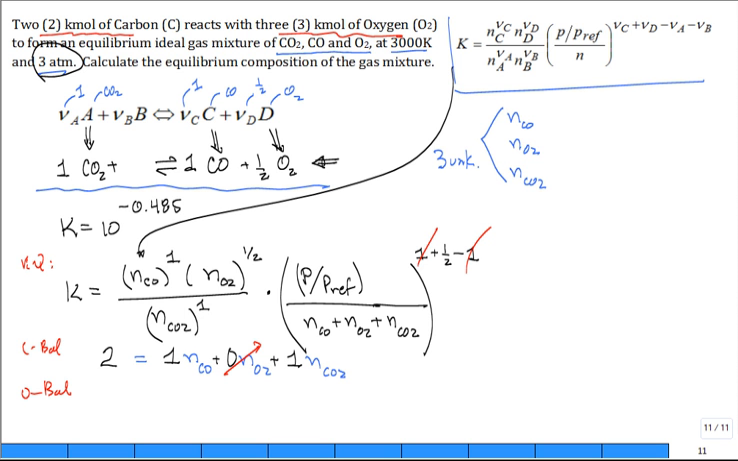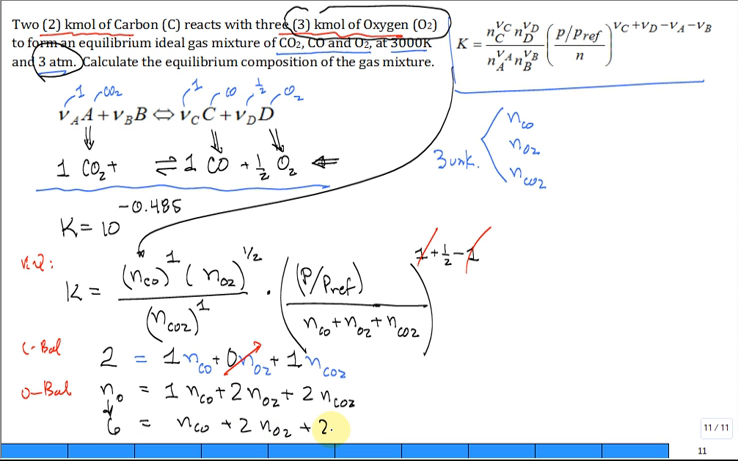How about the oxygen balance? I recommend you do the O balance, not the O2 balance. If I have 3 kilomoles of O2, how many do I start with for O? I start with the number of moles of O being 6. And how many do I get for every mole of CO? 1. How many for every mole of O2? 2. How many for every mole of CO2? 2. Makes sense? So 6 is equal to N_CO plus 2 N_O2 plus 2 N_CO2.